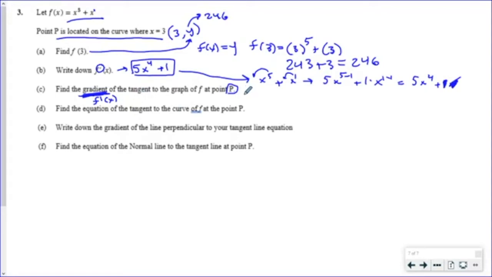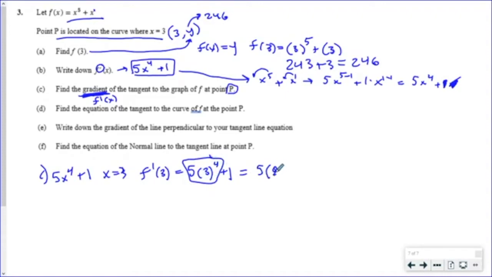So here, I'll do part C. My derivative is 5x to the 4th power plus 1. I know that point P has x equals 3. So I'll say, okay, I want my gradient, my slope, using this equation when x is 3. So my slope, when x is 3, equals 5 times 3 to the 4th power plus 1. This is one thing I see people mess up all the time. Just type this in the calculator just like that. A lot of people have been putting this number to the 4th power. No, it's only this number to the 4th power. So this number to the 4th power would be 5 times 81 plus 1. Let me go get my calculator again because I'm bad at math.